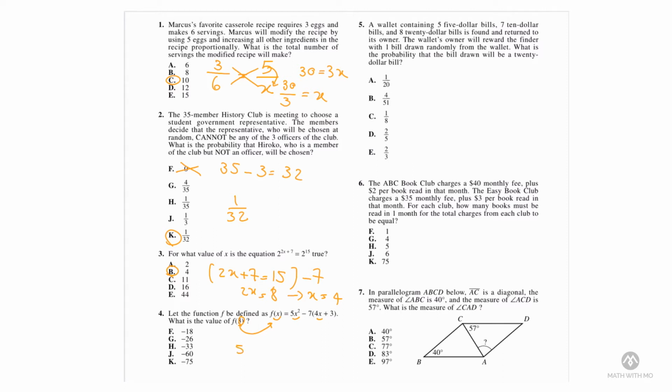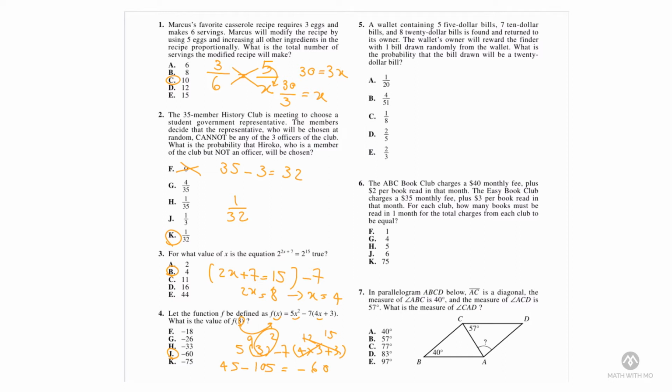So 5 times 3 squared minus 7 times 4 times 3 plus 3. So this is 12 plus 3, 15. And here is 9. 9 times 5 is 45 minus 7 times 15. Then it's going to be 105. Then it's going to be minus 60. J.